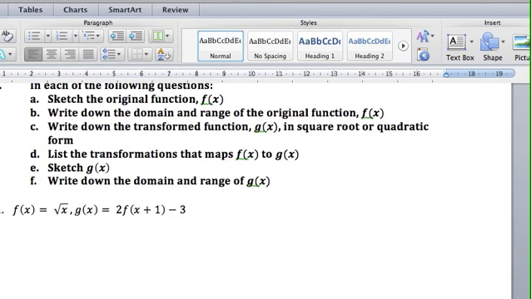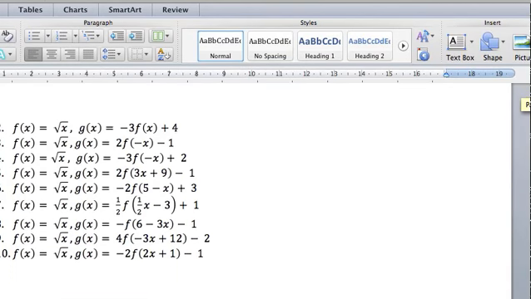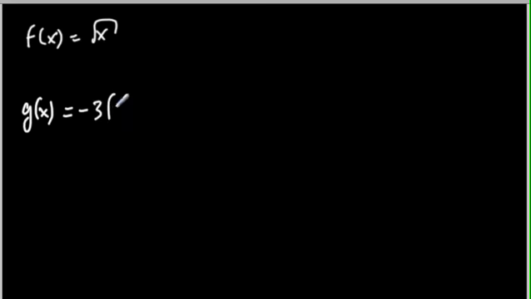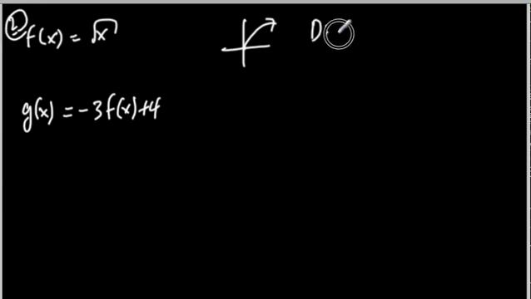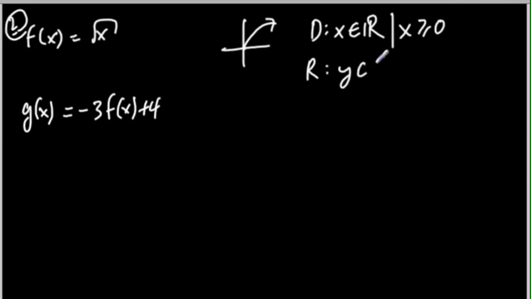For number 2, let me scroll down there. It's negative 3f of x plus 4. So g of x is negative 3f of x plus 4. This one starts with the same function as before. By the way, this is number 2. It looks like that, and the domain is always the same, since it's just the basic square root function: x is greater than or equal to 0. The range is y is an element of reals, y is greater than or equal to 0.